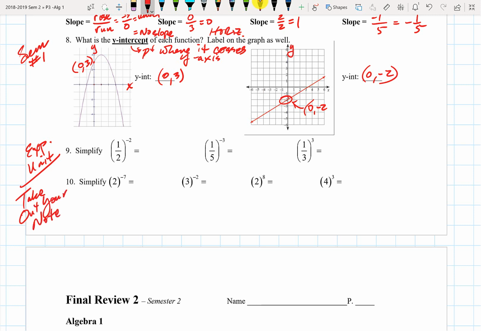You should always keep your notes until the end of the year. In fact, you should keep all your Algebra 1 stuff because in Algebra 2, 2 years from now, after geometry next year, you're going to have to remember all of this. Good luck. Okay, so keep your notes.